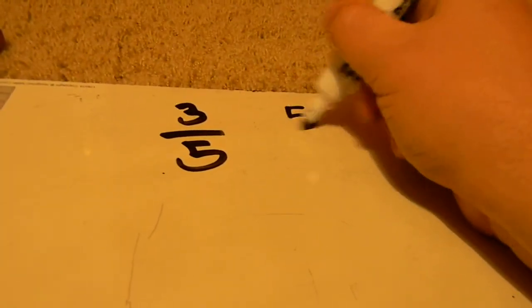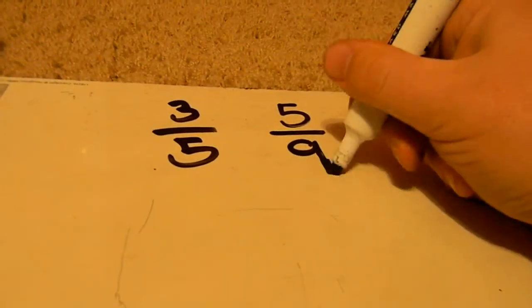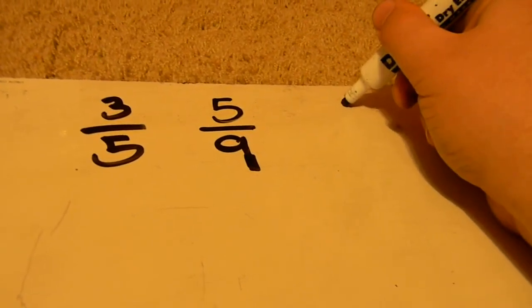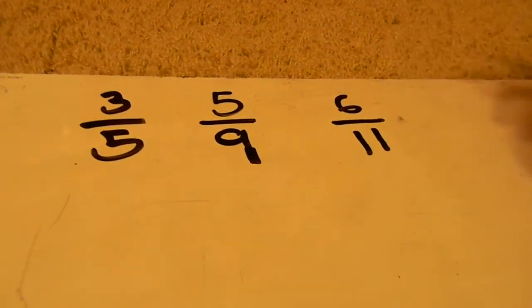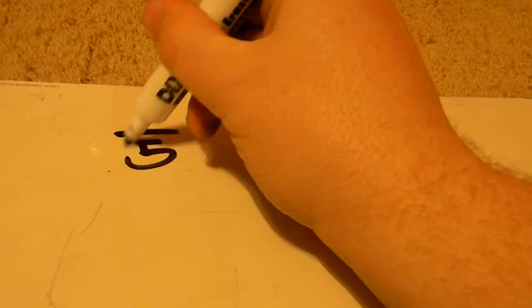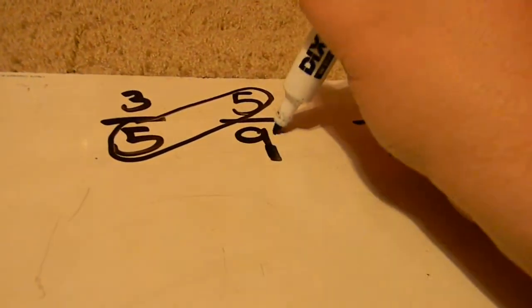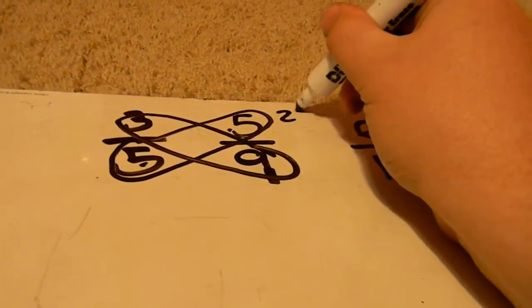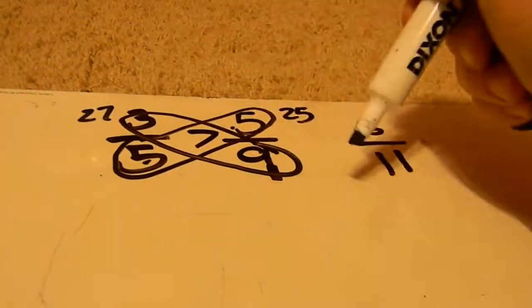Okay, so I'm going to put 3 new fractions up, so I'll give you 3/5, 5/9, and let's do 6/11. Okay, so I'm going to compare these and I want to put them in order. So I'm going to go ahead again, I'm going to circle my fractions like this. I'm going to multiply. So I have 5 and 5 is 25. I have 3 and 9 is 27. So I can tell that 3/5 is bigger.